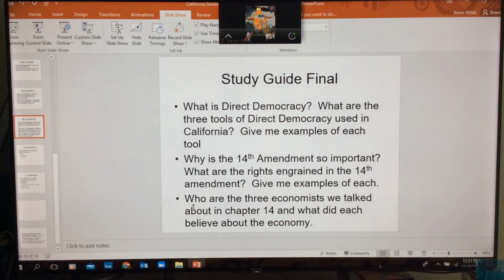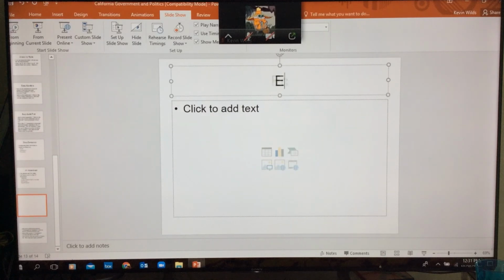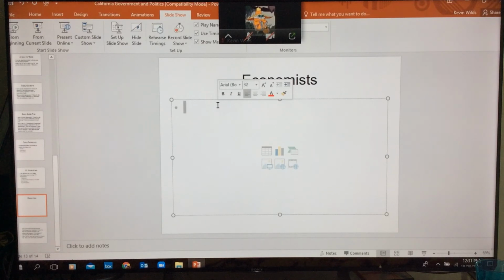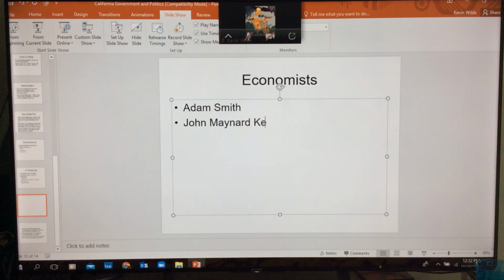And then the last question. What are the 3 economists we talked about in chapter 14 and what did each believe about the economy? All right, so we're looking at the economists. Who are the 3 if we want to try to remember? Remember I said one is way to the right, one is in the middle, and one is way to the left. So I'll help you out with the names. So we have Adam Smith, John Maynard Keynes. And the last one is Karl Marx.